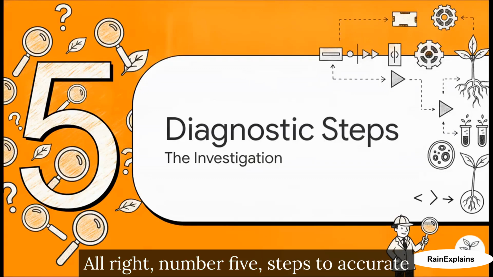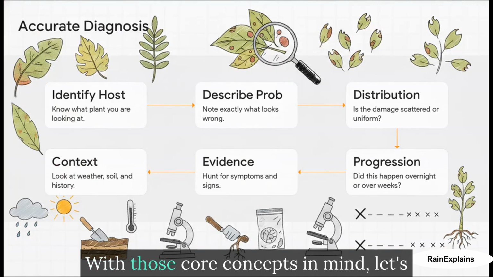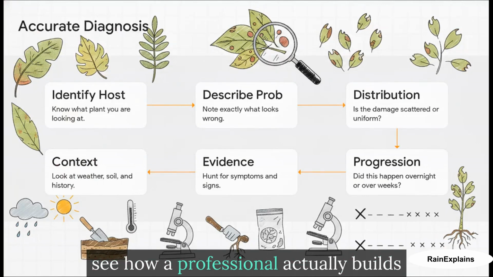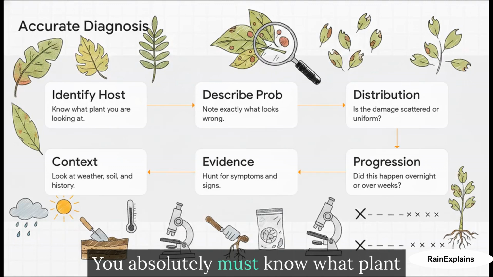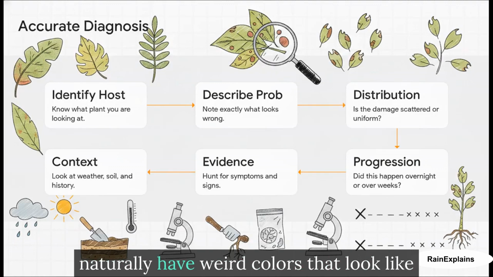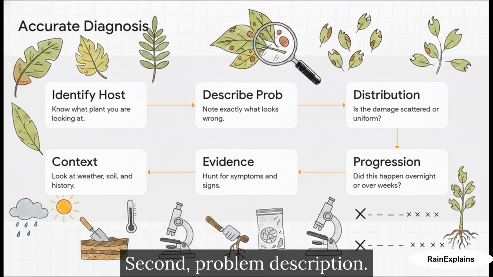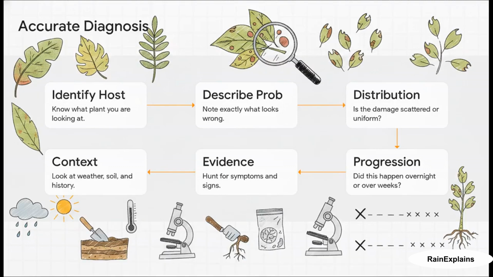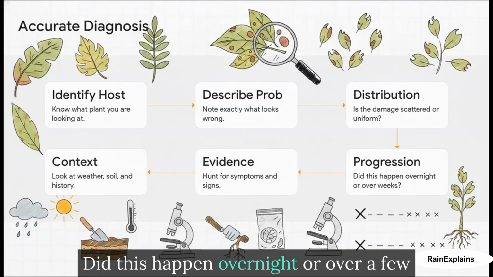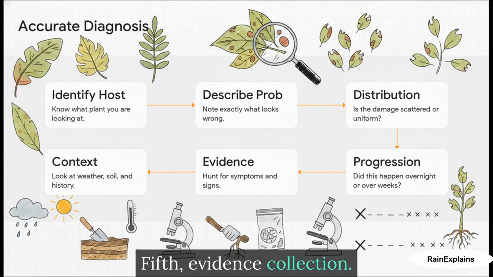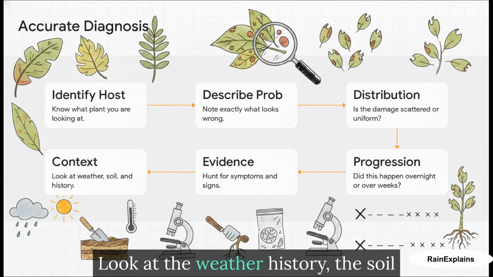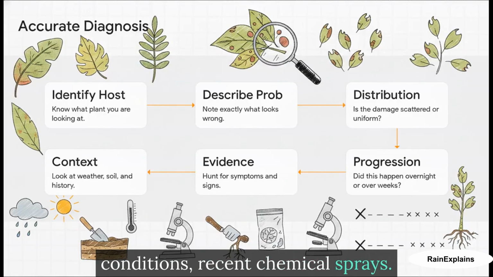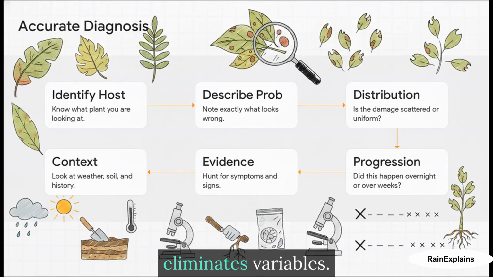All right, number 5, steps to accurate diagnosis. With those core concepts in mind, let's see how a professional actually builds their case step by step. First, host identification. You absolutely must know what plant you're looking at, because some plants just naturally have weird colors that look like diseases. Second, problem description. Third, distribution analysis. Is the damage scattered or uniform? Fourth, temporal progression. Did this happen overnight or over a few weeks? Fifth, evidence collection. Actively hunting for those symptoms and signs. And finally, contextual review. Look at the weather history, the soil conditions, recent chemical sprays. This whole process just systematically eliminates variables.